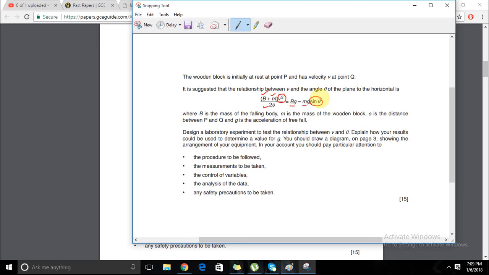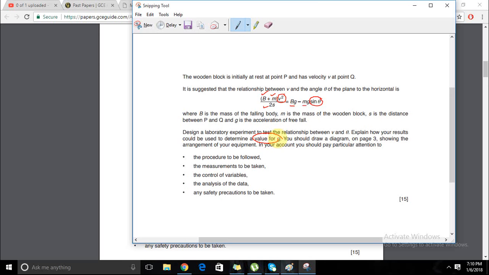So we have to design a lab experiment to test the relationship between V and theta, no problem there, and explain how your results could be used to determine a value for G. So that is what we want as well, a value for G. And you need to have a diagram drawn out as well.